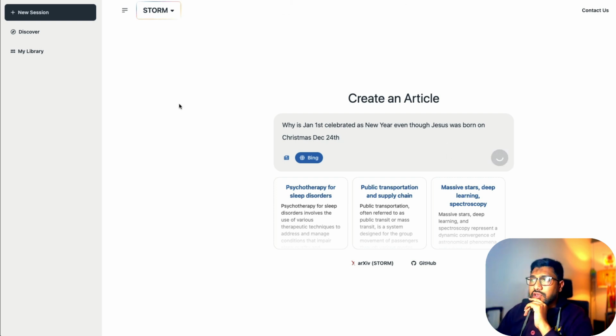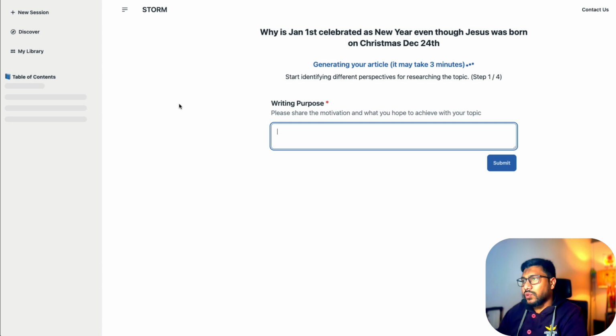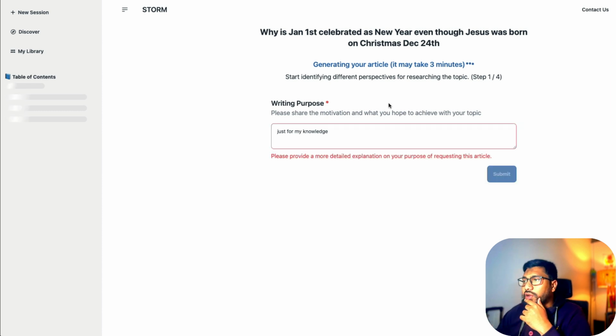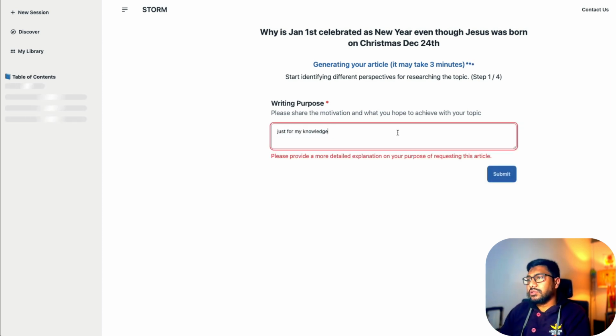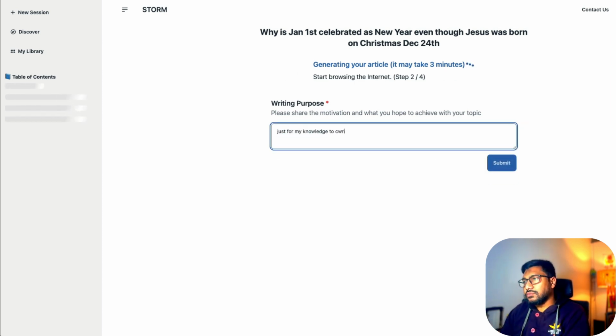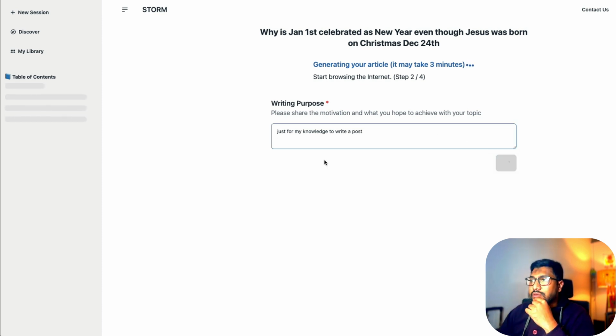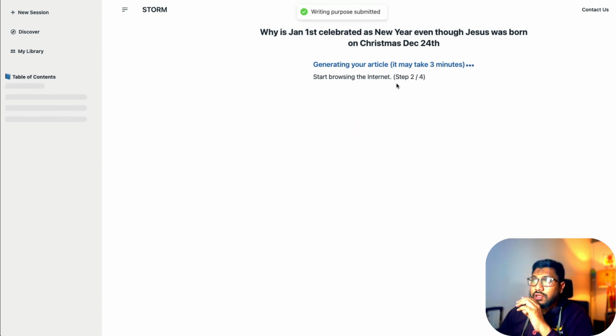Start the research. So something that is relevant, what's the purpose? Just for my knowledge. Okay. And just for my knowledge to write a post. So it's starting to browse the internet at this point. As you can see here, step two is to start browsing the internet.